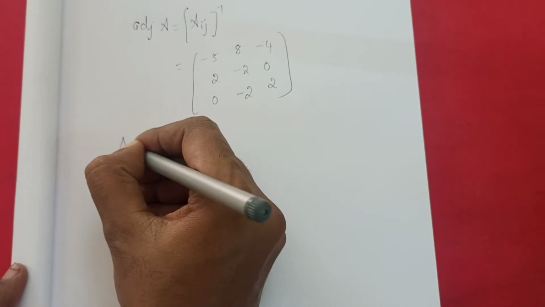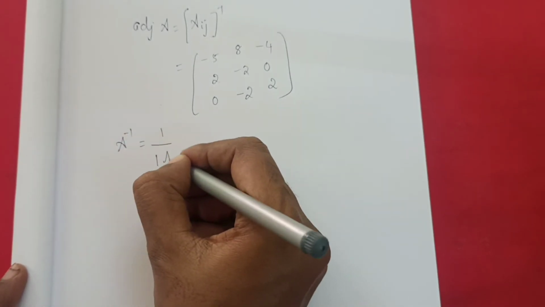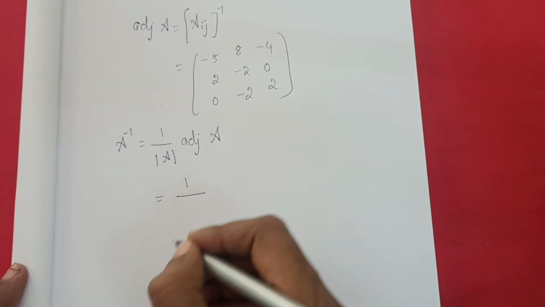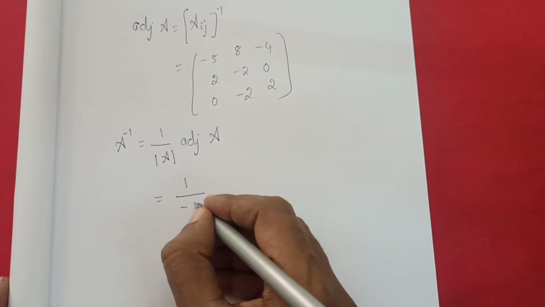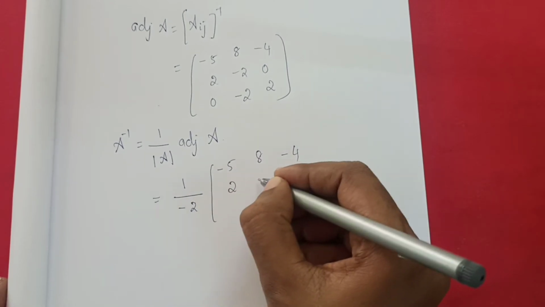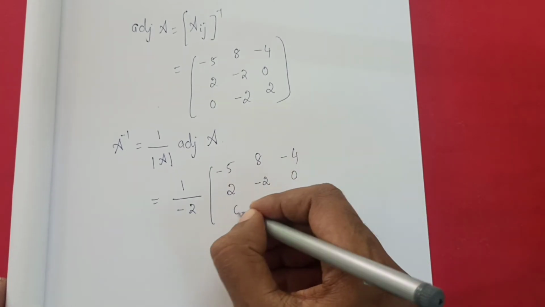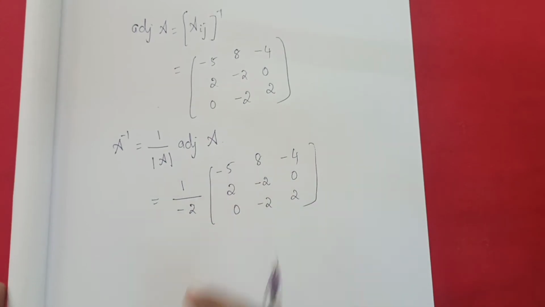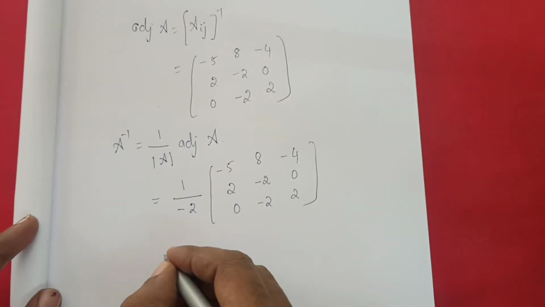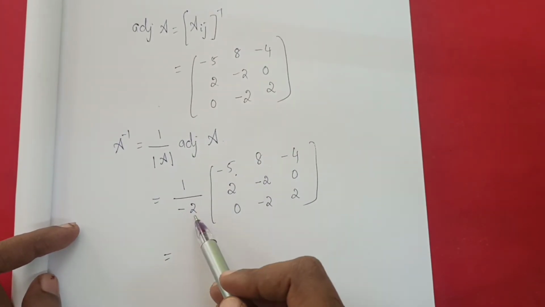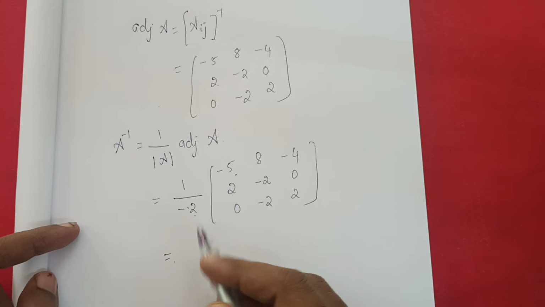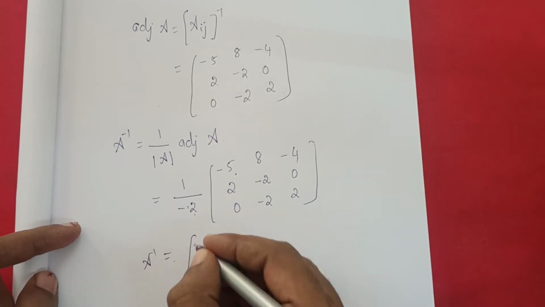So how will you write A inverse? A inverse is equal to 1 by determinant of A into adjoint of A. That's equal to 1 by, what's the value of determinant of A? Minus 2, into adj: minus 5, 8, minus 4; 2, minus 2, 0; 0, minus 2, 2. Listen here students very carefully. If you divide by this minus 2, the meaning is that each and every term we need to divide by this minus 2. So what's the answer finally?